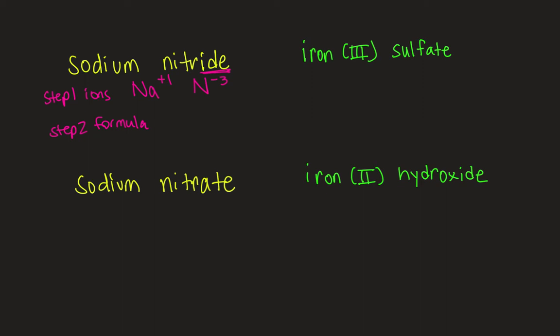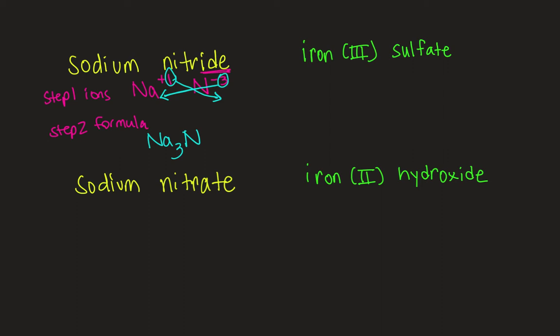Next step is to make the charges cancel. Okay, so if you look right here, a +1 and a -3, they do not cancel. So that means we can use cross down to figure out how we can make them cancel. This 3 is going to come down here. So we have Na, 3 of them, and then N, 1 of them. Now we don't usually write the 1. So just Na3N, 3 sodiums, 1 nitrogen. If you have 3 +1s, that's +1 plus +1 plus +1, that's going to give you +3. That's going to cancel out your -3.